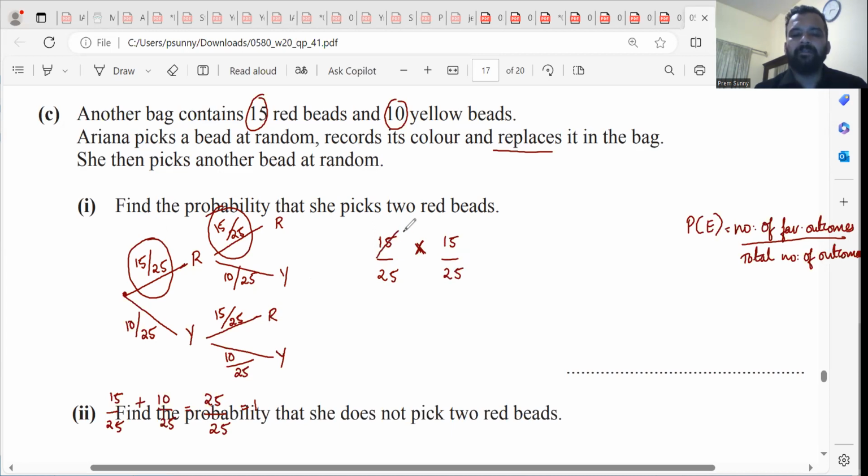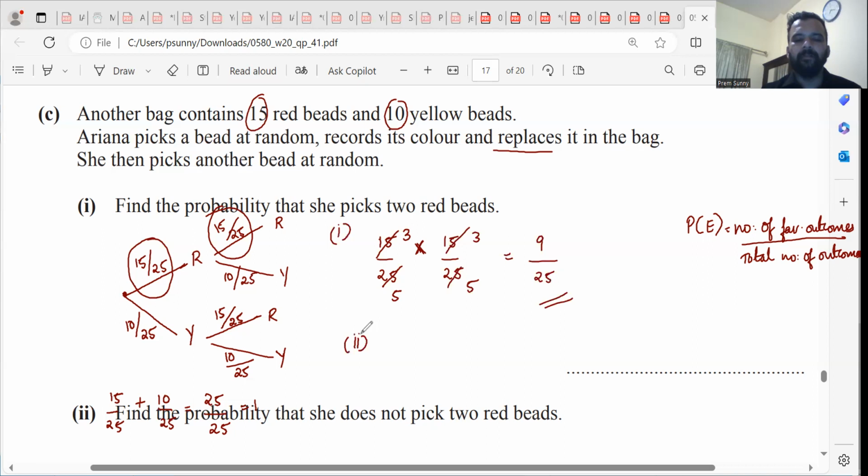So 15 is 5 times 3, 25 is 5 times 5, again 5 times 3, 5 times 5. 3 times 3 is 9, 5 times 5 is 25. So 9 over 25 will be our final answer. And you can leave the probability answers in decimal or fractions. Fraction 9 by 25 is fine. So we are done with the first part, the probability that she picks 2 red beads.